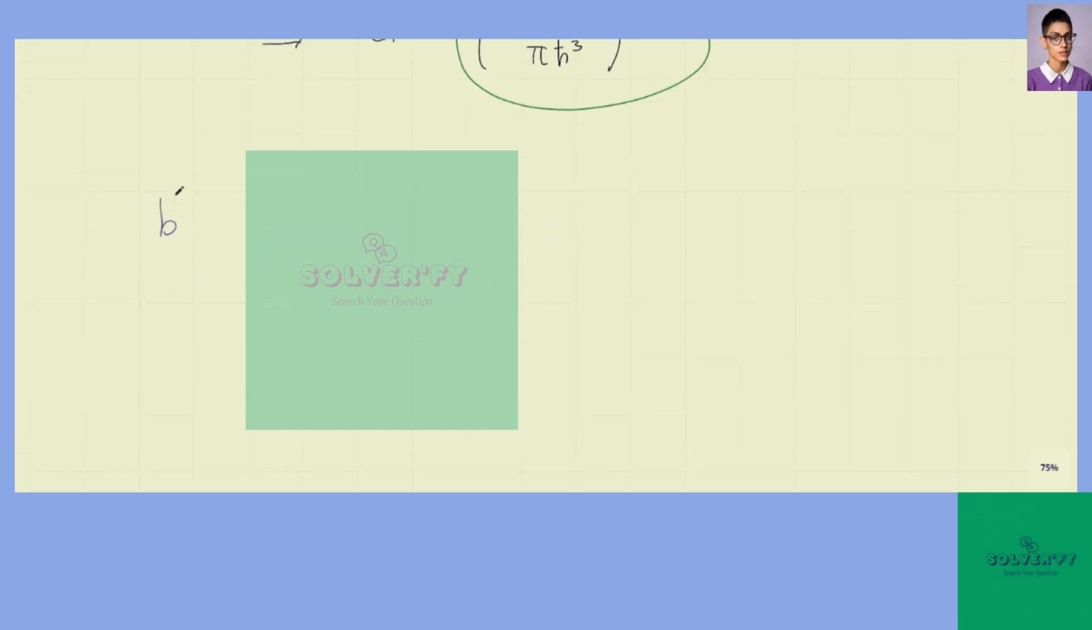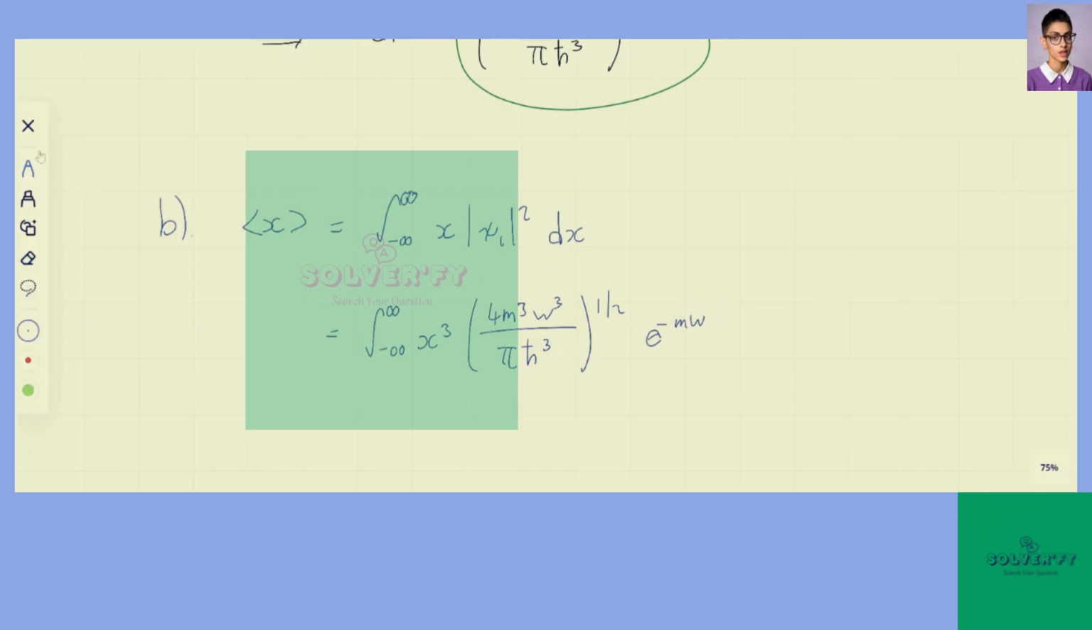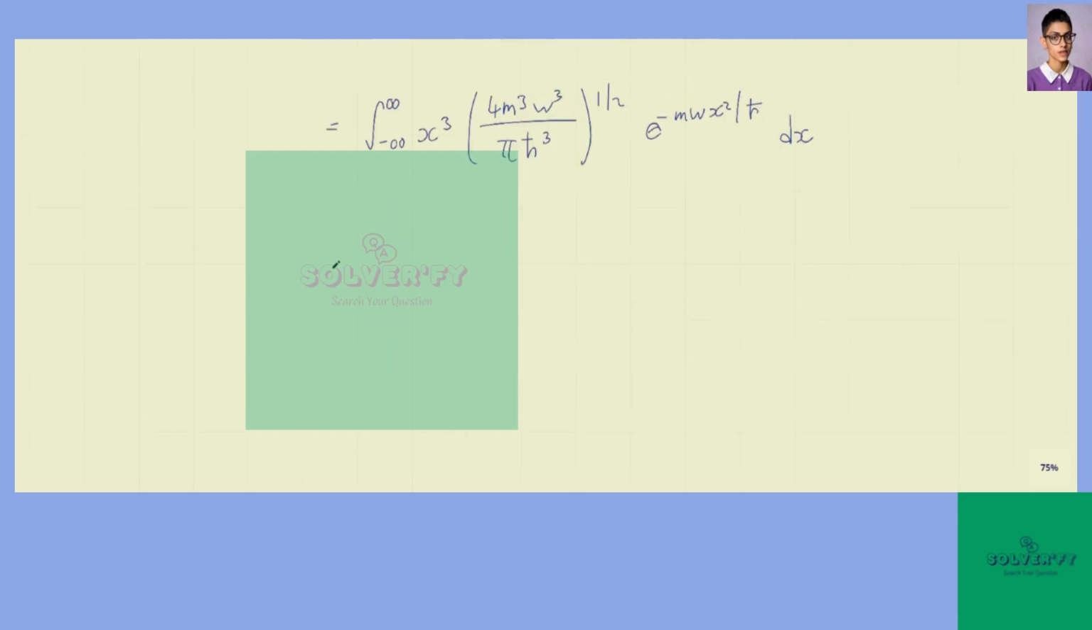Next, we want to find the expectation value of x, and this expectation value is equal to the integral from minus infinity to infinity of x times the magnitude of psi1 squared dx, which is the integral from minus infinity to infinity of x cubed times 4 m cubed omega cubed over pi h bar cubed all to the power half times e to the minus m omega x squared divided by h bar dx, and this is equal to 0.